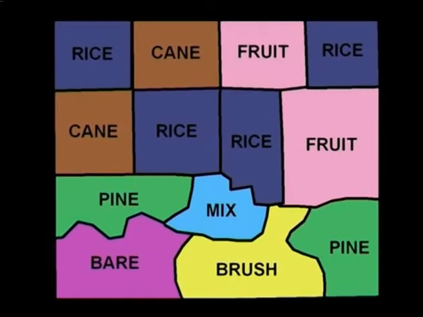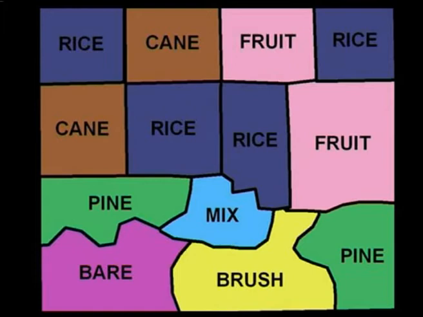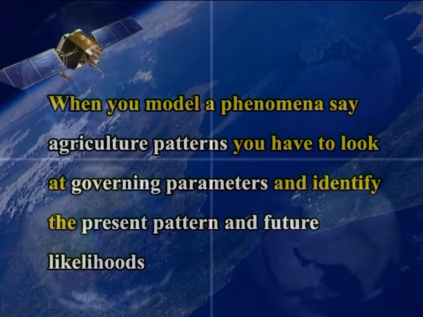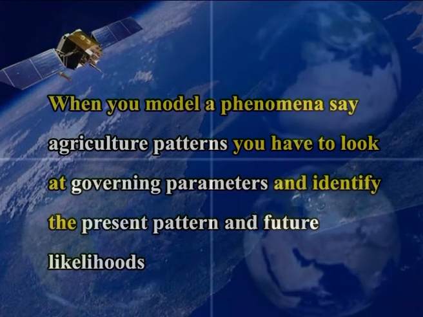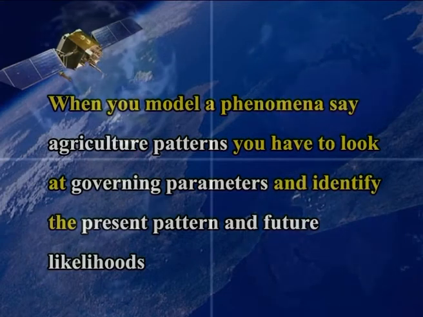This generalization serves to simplify the landscape for additional comparison and analysis. Both versions of the landscape may be useful. The original data are beneficial to detailed and highly accurate study, whereas the generalized model is useful for other purposes, such as categorizing broad areas of land. When you model a phenomenon, say agriculture patterns, you have to look at governing parameters and identify the present pattern and future likelihoods.